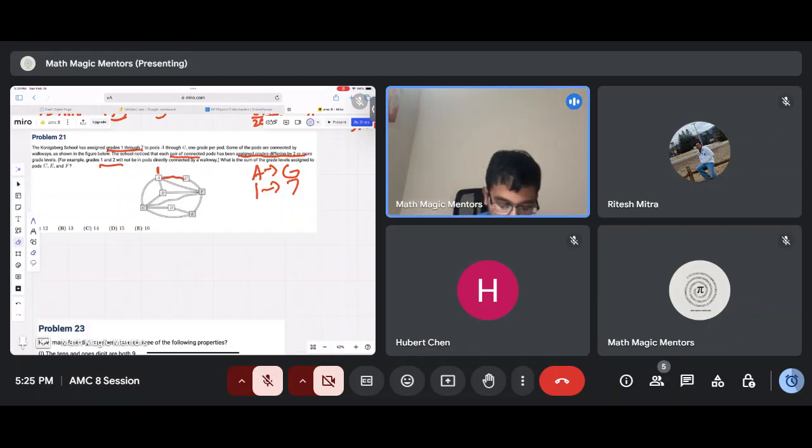So the problem asks us, what is the sum of the grade levels assigned to pods C, E, and F? All right, so there's a couple of ways of doing this problem. But do you guys have any ideas on how to do it, or if not, I can go over it. So you could either actually find the construction, or you could just use algebra a bit. Both methods are fine.